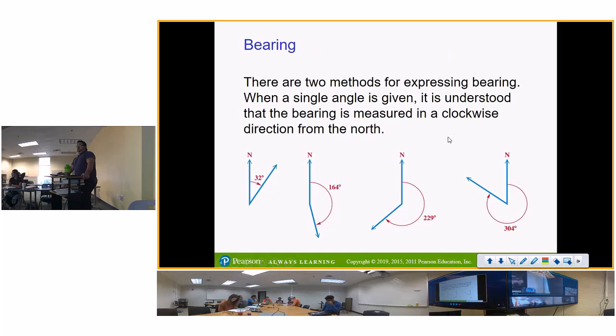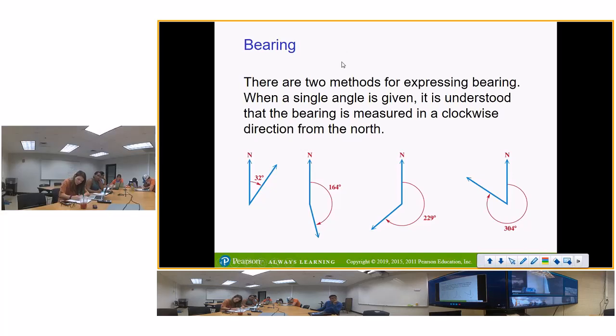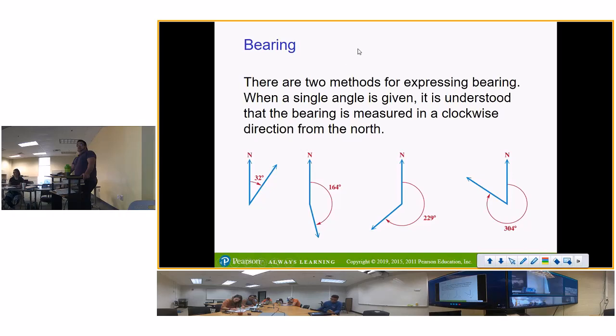Now, here's where we're going to get on the bearings. It's very important that you understand what a bearing is. A bearing is off of north. Write that down. A bearing is off of north. Actually, that's a zenith bearing, but we're not going to talk about that. Because in the real world, a bearing can be off of north or off of south.